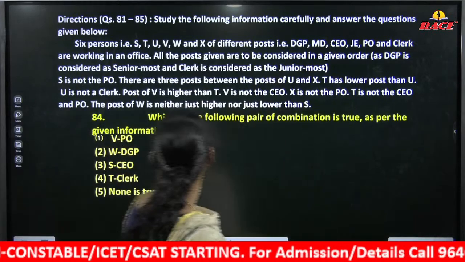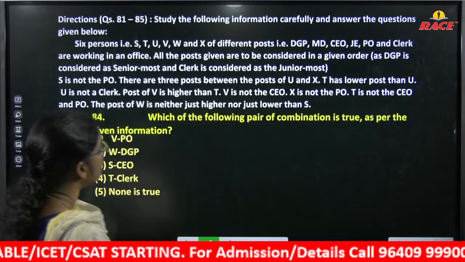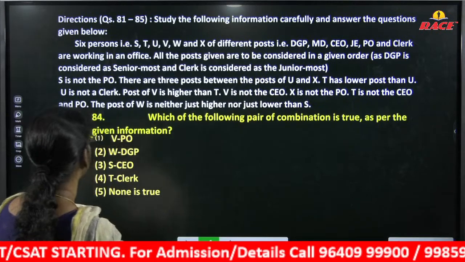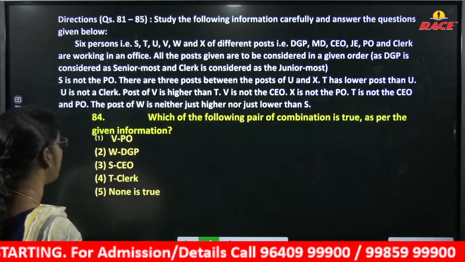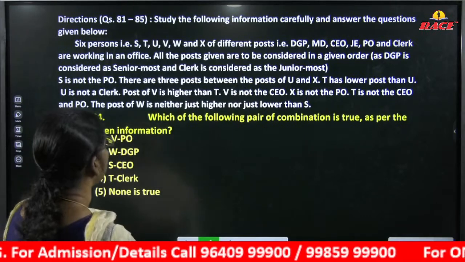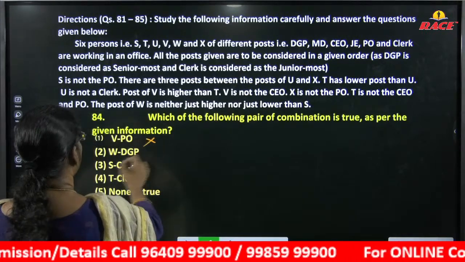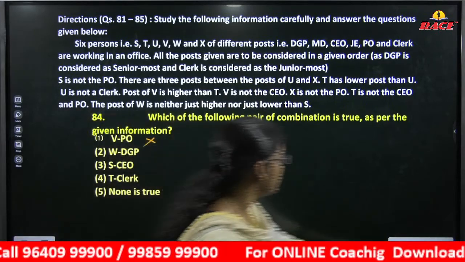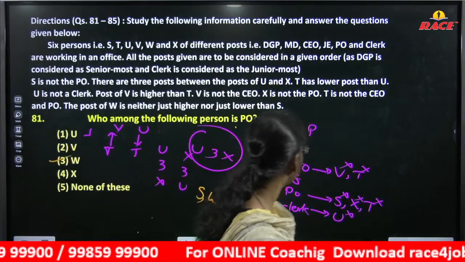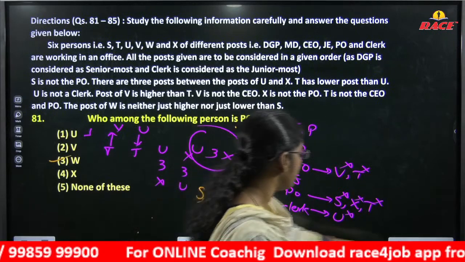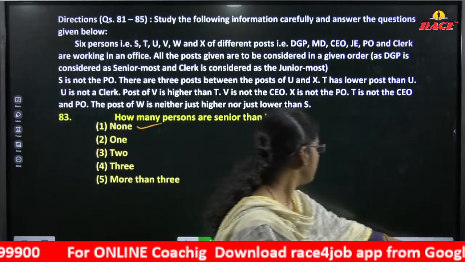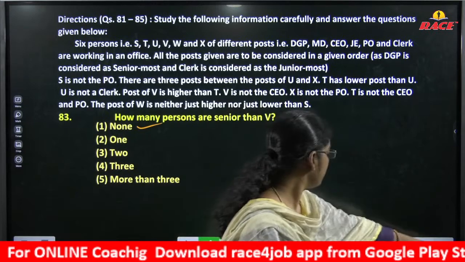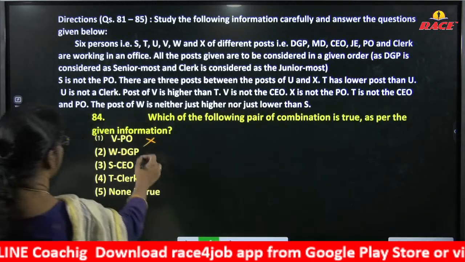Then our next question. Which of the following pair of combinations is true as per the given information? As per the given information, V is PO, wrong, and W is DGP. Okay, just observe your answer. W is DGP, wrong.